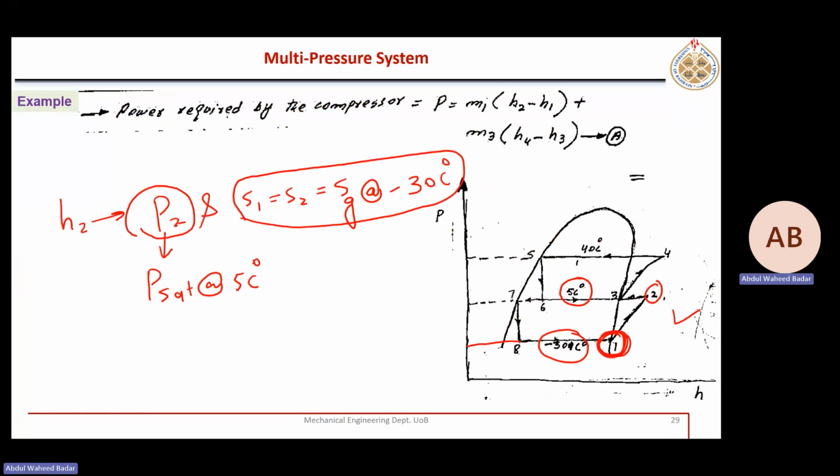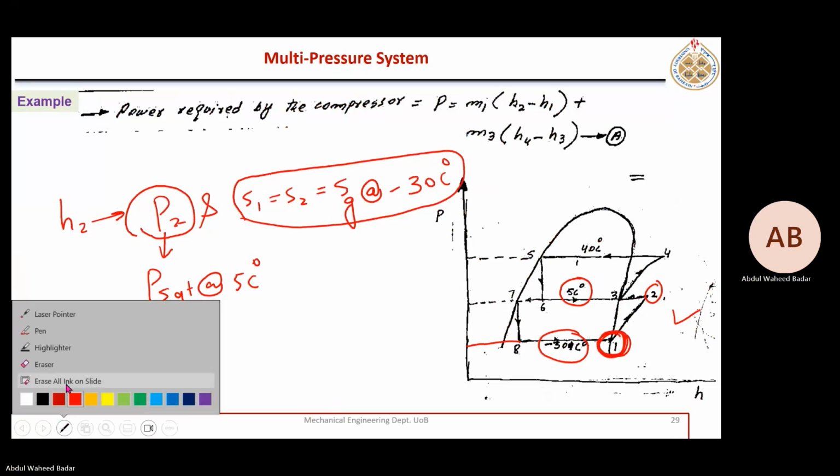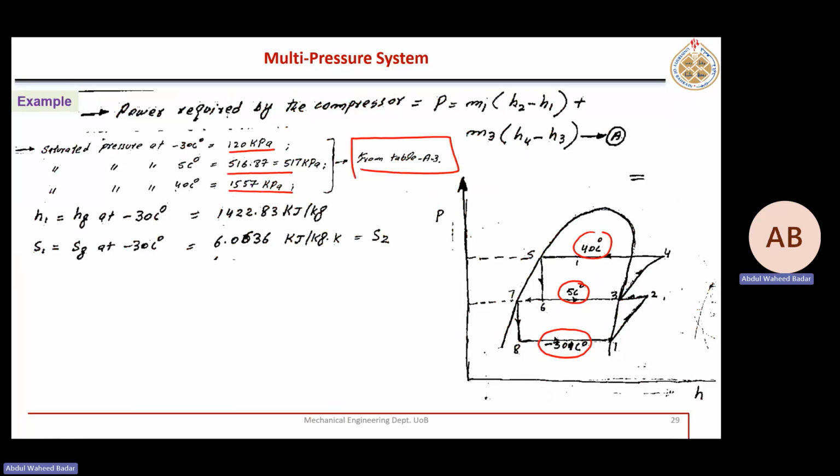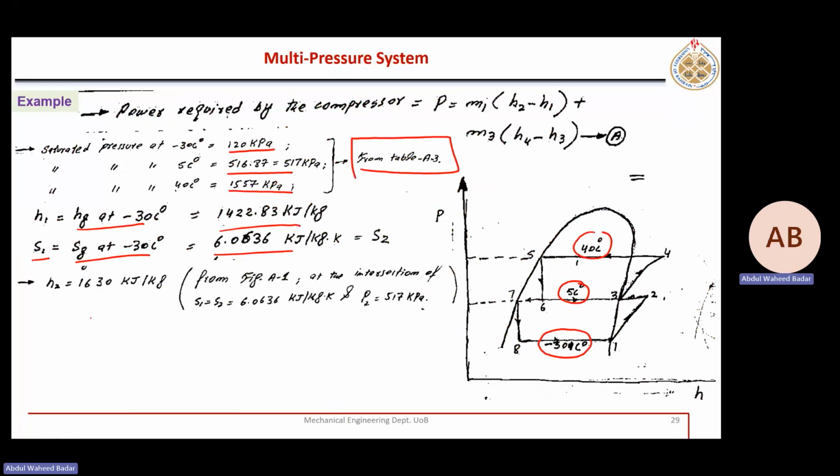And then we can read enthalpy. Okay, so let's see. So here he is writing all the pressures corresponding to these three temperatures. These are saturation pressures, which we can see from table A3, which is the ammonia table. So H1 is equal to Hg, S1 is equal to Sg at minus 30 from the table. It's easy. H2, let's see it again.